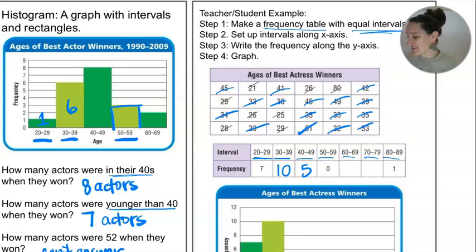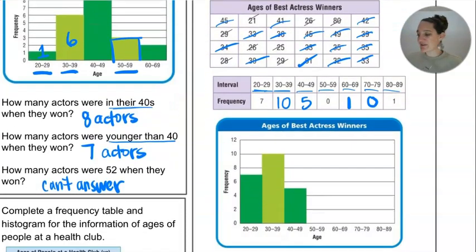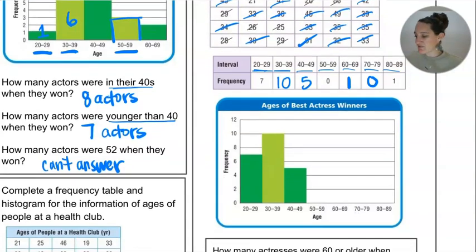One woman was in her 60s, and no one was in their 70s. And so we've got all the information. Now we can graph it. So 7 people are in their 20s. That matches up. 10 people are in their 30s. That matches up. 5 people in their 40s. That's going to stay at 0. We're going to go up to 1 for the 60s. There were no people in their 70s and 1 person in their 80s. And you can fill it in if you'd like.